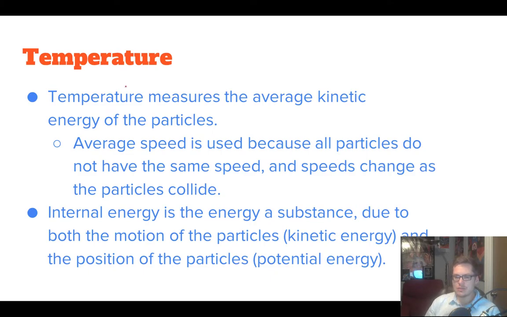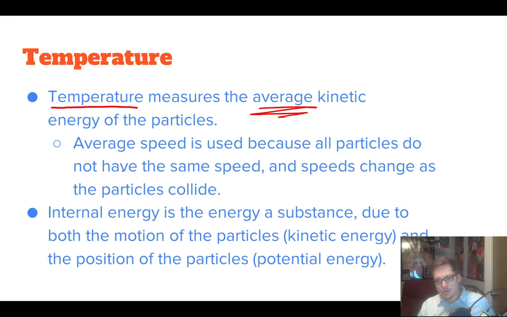So because of that, we get this term temperature. Temperature is a measure of the average kinetic energy of the particles. So when you take a thermometer, stick it in your substance, and read the temperature, essentially what you're doing is reading the average kinetic energy.